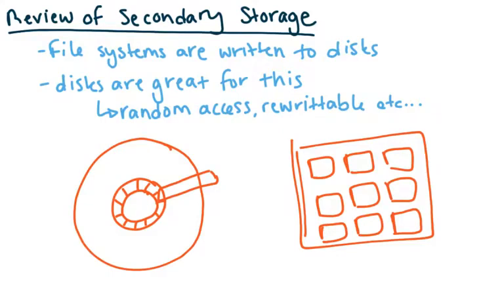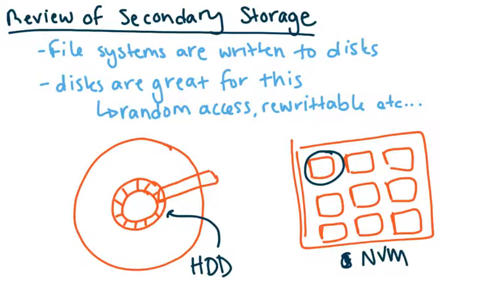So a little review of secondary storage, really big overview. Just recall, file systems are written to these disks, and disks are great for this because they have random access, they're rewritable. So we had our HDDs, and these were partitioned into sectors, and each one of these was considered a block, and that's the unit of data transfer. Keeping that in mind, of course we had our blocks here in our NVMs. So thinking about that, we have to figure out a way that our file systems and our files themselves can be stored such that they fit into these block structures that are already occurring in each one of these secondary storage devices.